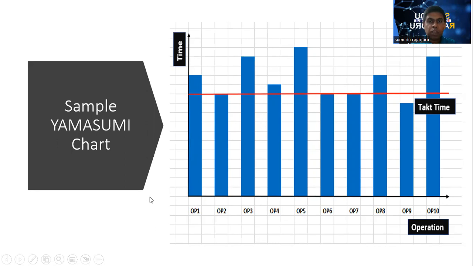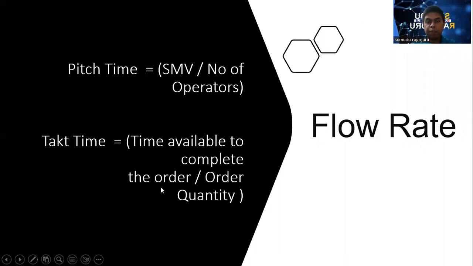Actually, cycle time we have to take from the stopwatch. That means we have to do some capacity study after we start the production process on the floor. By taking the capacity study, we can calculate the cycle time. There is a red line, I think you can see. That line we usually call the takt time line, or sometimes we call it the pitch time line.